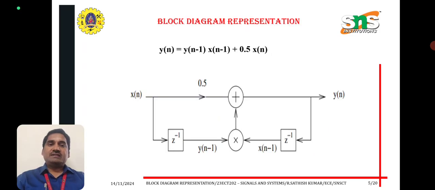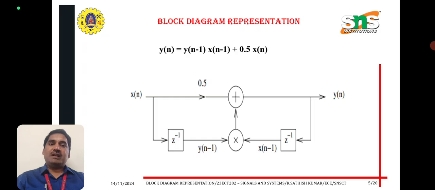Therefore, y of n is equal to y of n minus 1 into x of n minus 1 plus 0.5 into x of n. X of n multiplied with 0.5, we can get 0.5 into x of n. That can be added with x of n minus 1, where we can get the delay element which can produce output as x of n minus 1. Y of n multiplied with z inverse, we can get z inverse into y of n, we can get y of n minus 1.